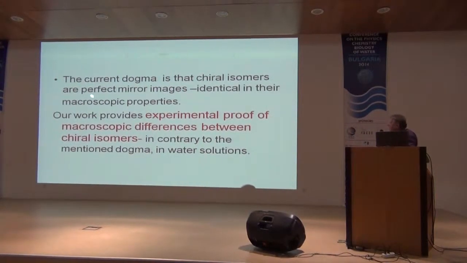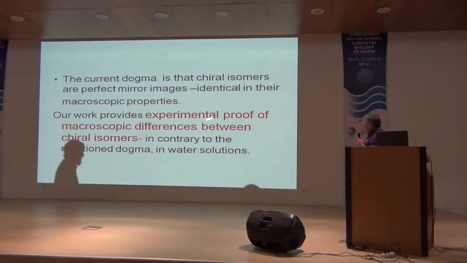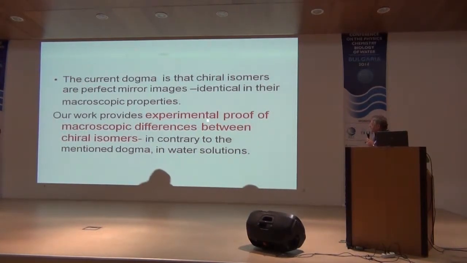So, the core dogma of chemistry is that chiral isomers are perfect mirror images, identical in their macroscopic properties. And our work, I believe, provides proof of macroscopic differences between chiral isomers, contrary to the mentioned dogma, probably in water solutions.